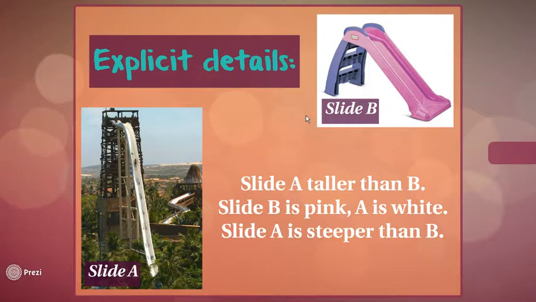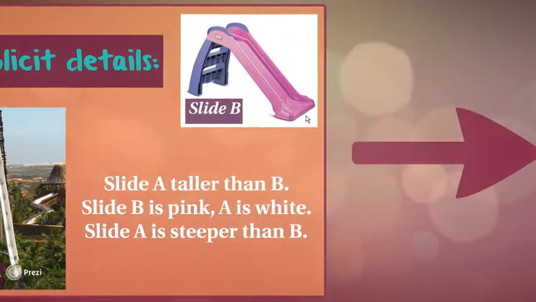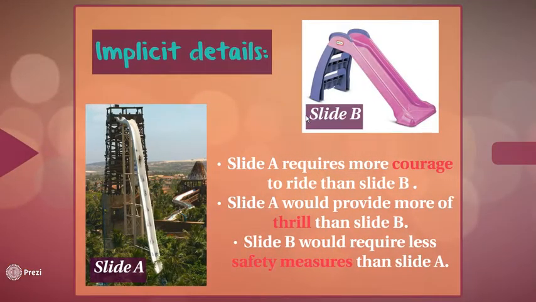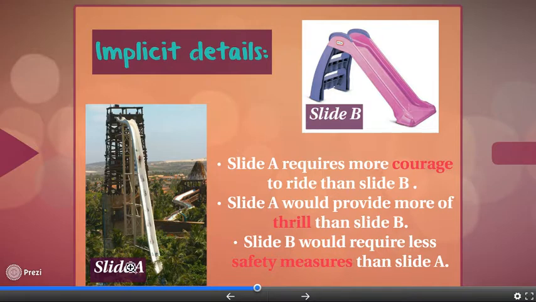We're not really having to read between the lines. So let's have a look at how we could delve a bit deeper then into these more implicit details. So for instance, instead of going for the surface observations like the colours and the height, etc., implicit details could be something like slide A requires more courage to ride than slide B. Slide A would provide more of a thrill than slide B. And then slide B would perhaps require less safety measures than slide A.